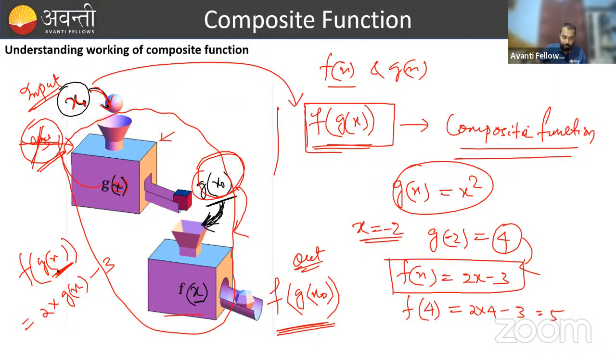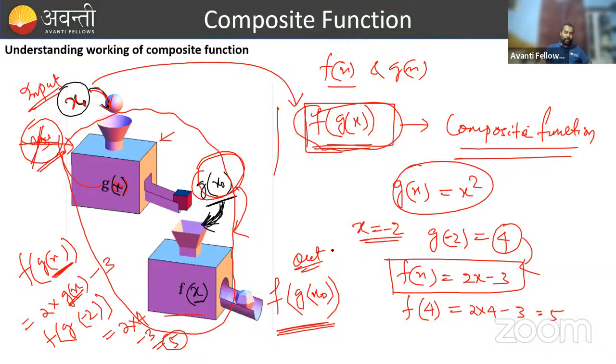So if I directly give the input, that is f of g of minus 2, right? So what will happen? f of g of minus 2, that is 2 into, in place of g of x I am putting g of minus 2. So g of minus 2 is 4, minus 3, that is 5. Again you are getting the same 5 or not? So this is my composite function f of g of x, okay?